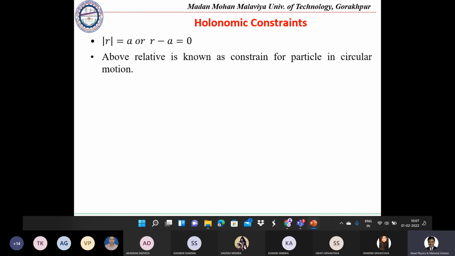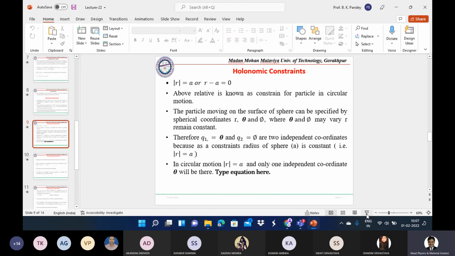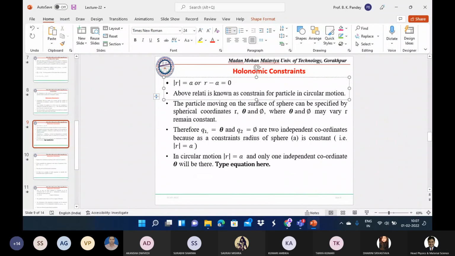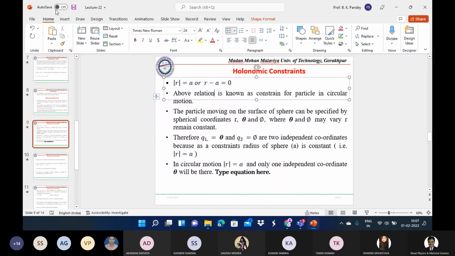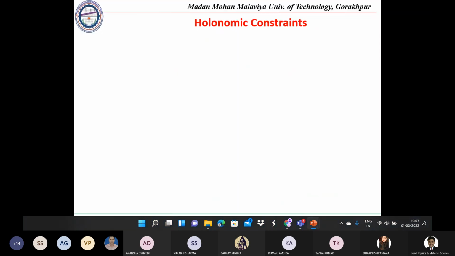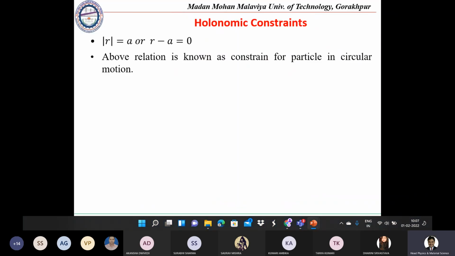Above relation is known as constraint for the particle in circular motion.